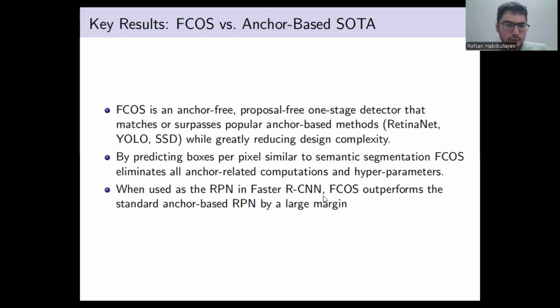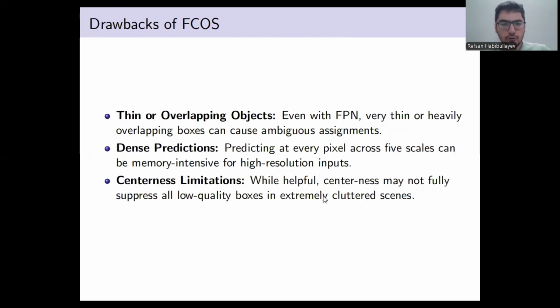But the model also has problems. With small or overlapping objects, the model still may not be able to correctly assign the overlapping pixels, causing inaccuracy. Since we predict for every pixel in objects across 5 scales, there is still a high computation cost, although not as high as anchors. Additionally, even with centerness, we can get low quality boxes since we account for every pixel.